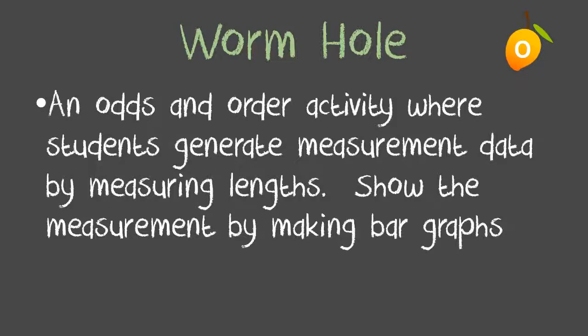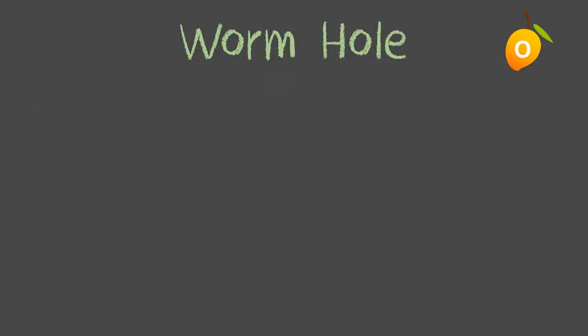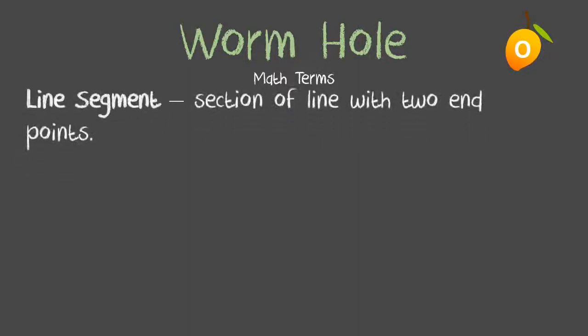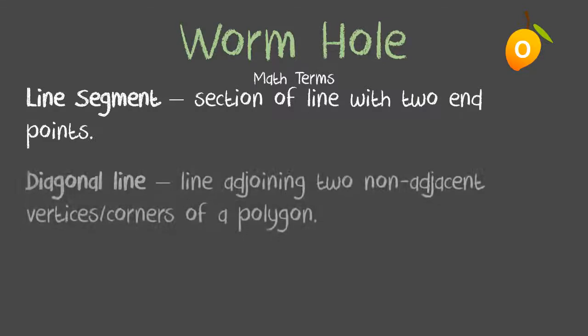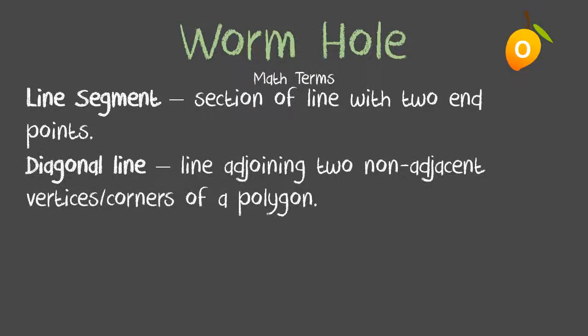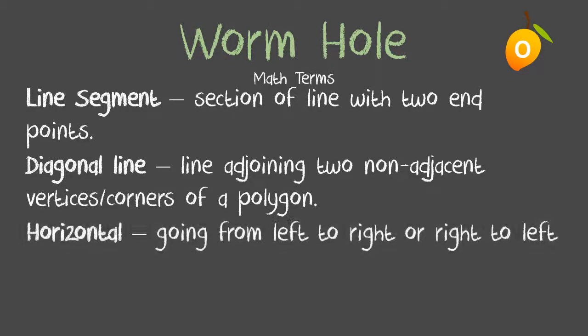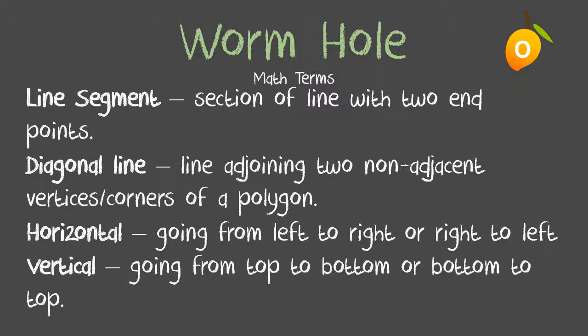by making bar graphs. Wormhole has some math terms to increase understanding, and those are line segment, a section of line between two endpoints. Diagonal line, line adjoining two non-adjacent vertices or corners of a polygon. Horizontal, going from left to right or right to left. And vertical, going from top to bottom or bottom to top.